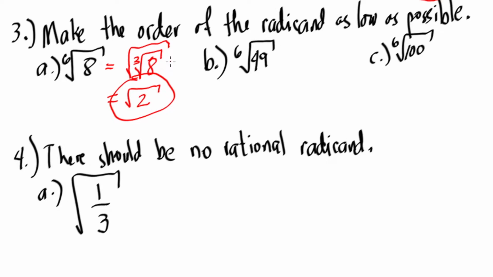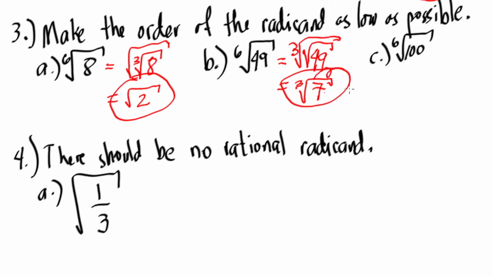Okay, so for the letter B, we have the sixth root of 49. So we also want to simplify this, and one can see that 49 is a perfect square. So we just need to put that under a square root, and then make the cube root outside. So with this, we know that the square root of 49 is 7. So we are left with the cube root of 7, and that's our answer for letter B here.